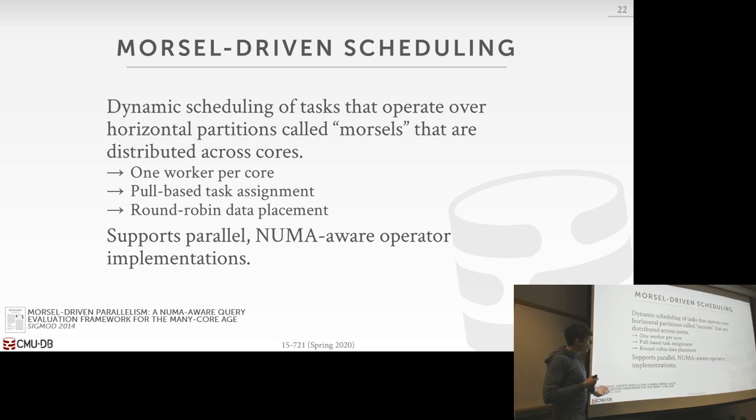So they're going to have one worker per core. If you have a multi-core socket, you can have multiple workers for that socket. They're going to do a pool-based task assignment, meaning the workers are going to check some centralized data structure and say, what work is available to me? And then when they load the data in, they'll just do round-robin data placement. Say I'm doing a bulk insert, some portion of that bulk insert goes to this socket, some portion goes to this other socket, as morsels.